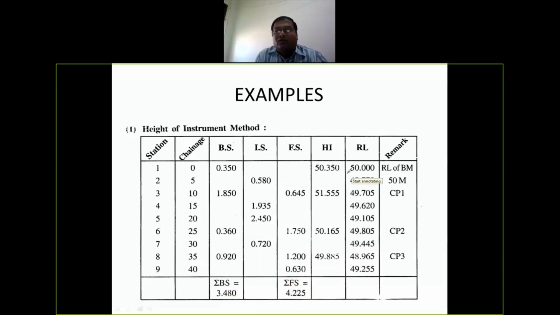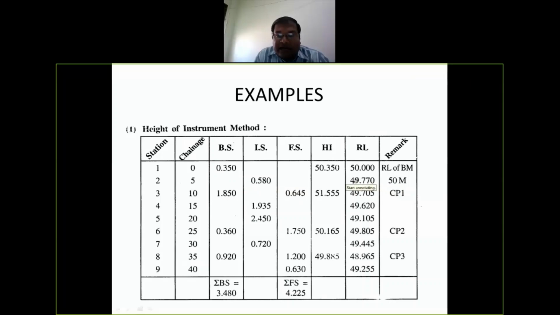Now come to here. You have to calculate HI. We already solved one example and have already discussed it in theory. 50 is given to you. How will you get HI? RL of benchmark plus backside reading. You will get HI, that is 50.350: 50 plus 0.350, 50.350. Then if you want to find the RL of this particular point 2, what you have to do? You have to deduct your 0.580.